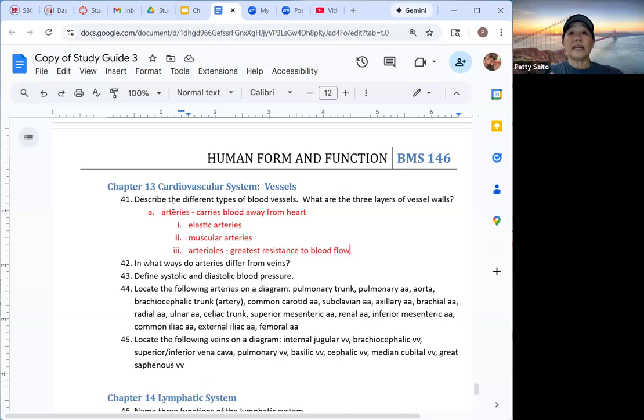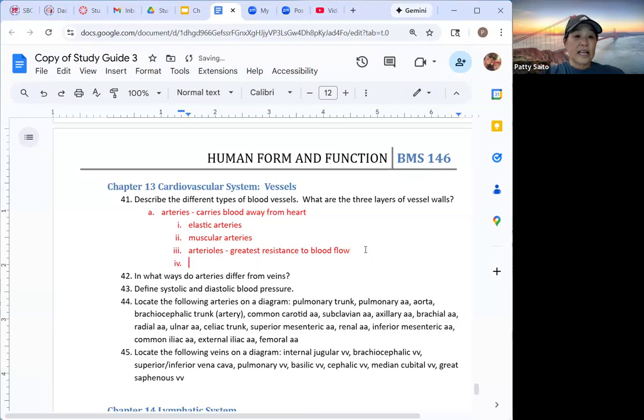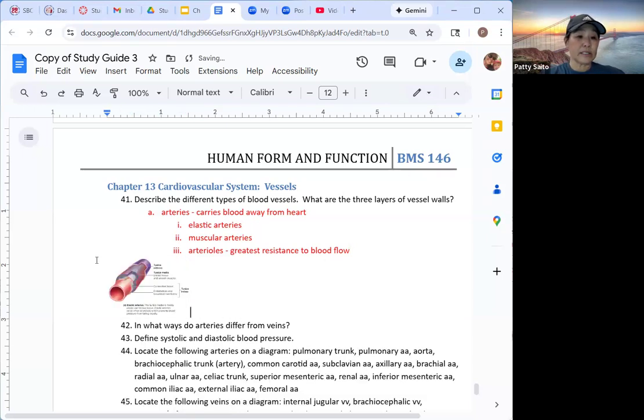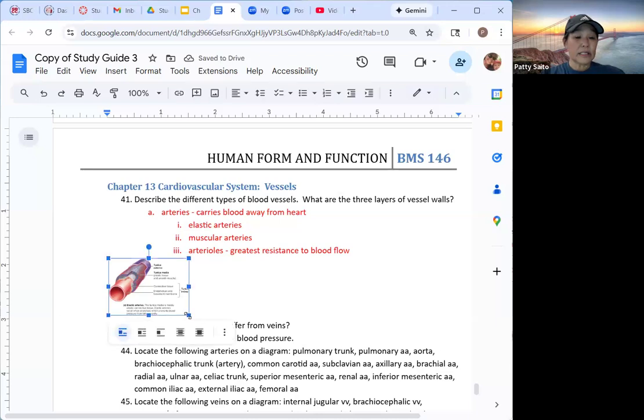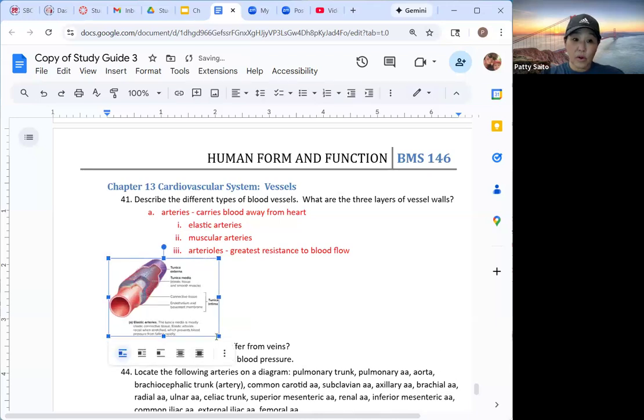Now we'll look at a little more detail. Arteries, as we mentioned, carry blood away from the heart, but there are different types of arteries. I'm going to bring up some pictures of these different types. The first one are the elastic arteries. Now remember that these vessels, the arteries, are leaving the heart, so they're under high pressure.